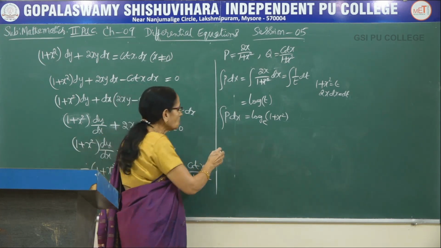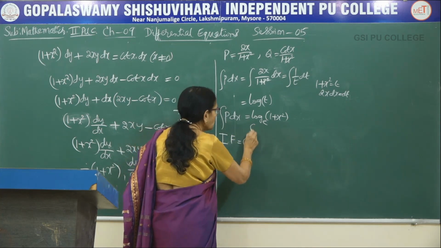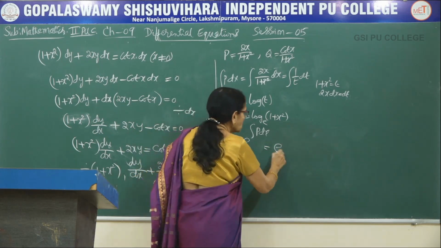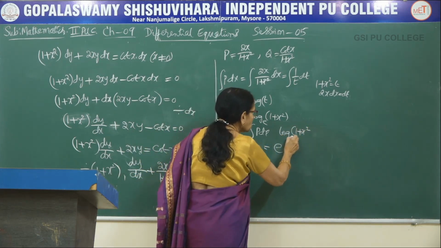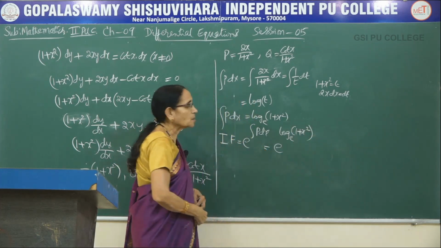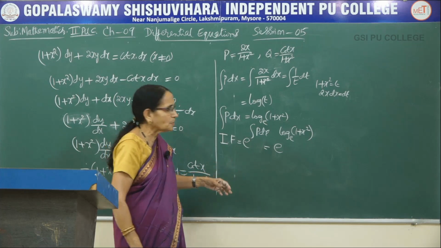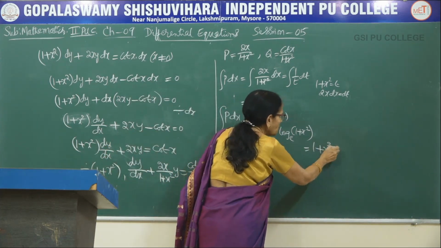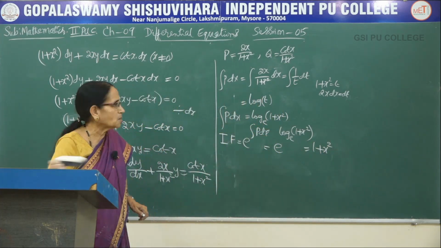But what do you want now? The next step is the integrating factor. What is the formula? e to the power integral P dx, that is e to the power log of (1 plus x square) to base e. See, we have come across this type of term enough number of times in the earlier problems, where I have told you it would be equal to 1 plus x square. So we got quite a simple term as the integrating factor.